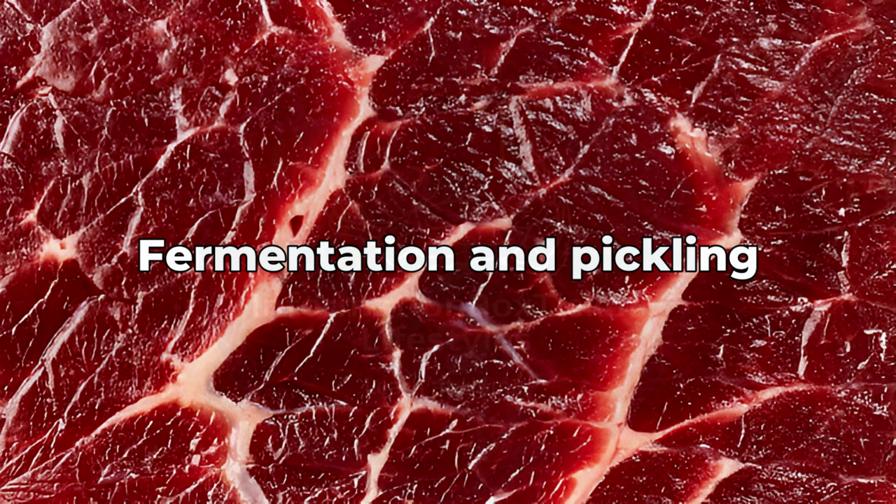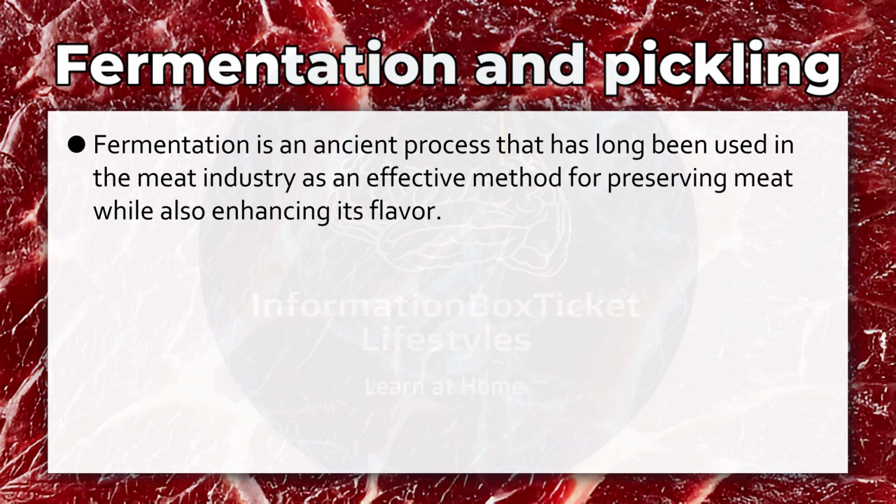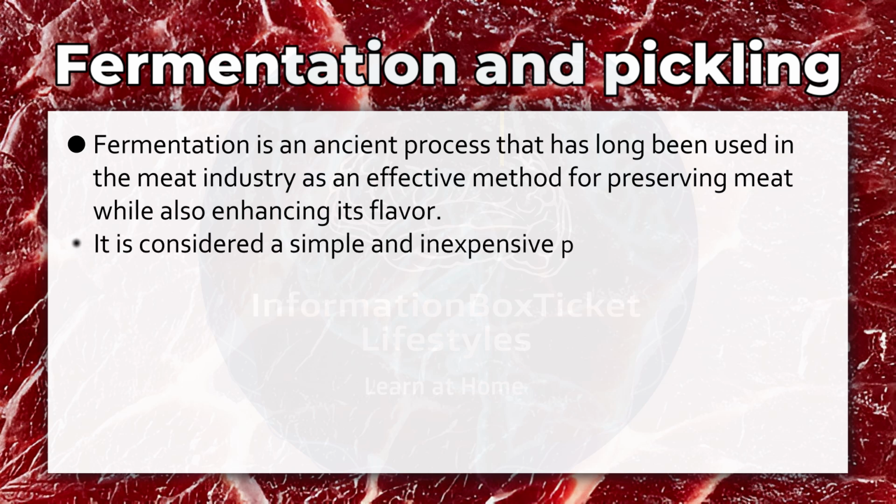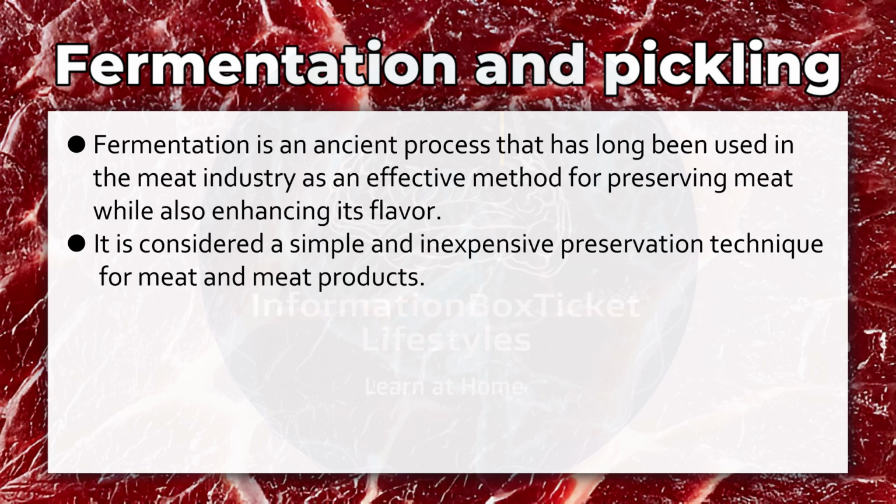Fermentation and pickling. Fermentation is an ancient process that has long been used in the meat industry as an effective method for preserving meat while also enhancing its flavor. It is considered a simple and inexpensive preservation technique for meat and meat products.